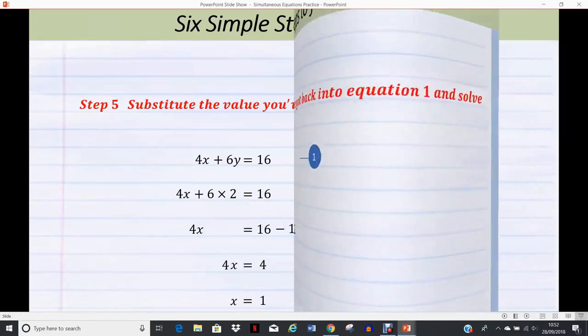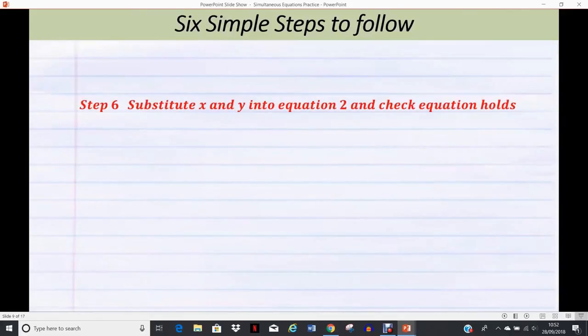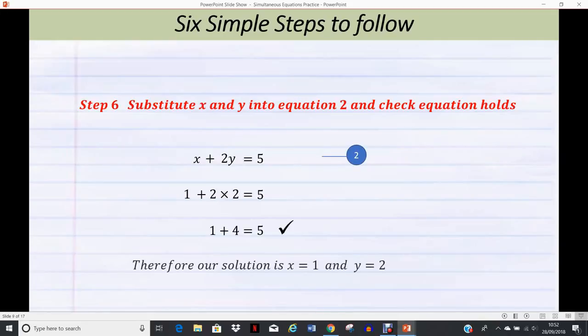So we now have a value for x and y, and we need to substitute these back into equation 2 and check that the equation holds. Equation 2 is x plus 2y equals 5. If I plug in the values of x equals 1 and y equals 2, on the left hand side you can see that 1 plus 4 equals 5. That's correct, and therefore our solution is x equals 1 and y equals 2.